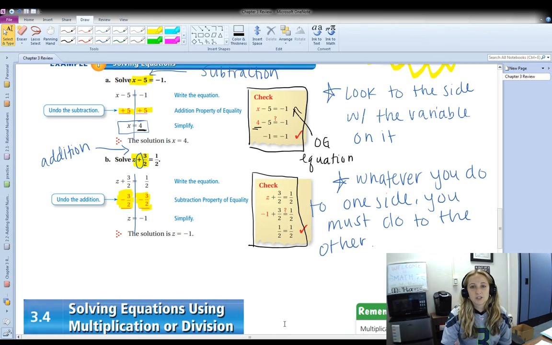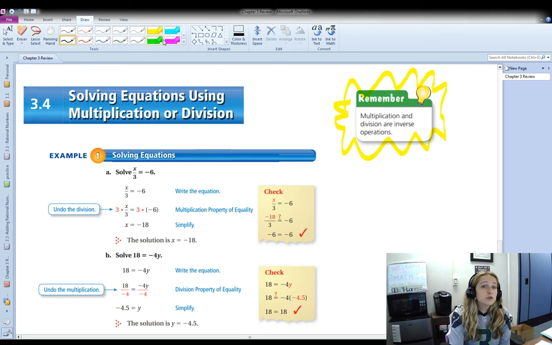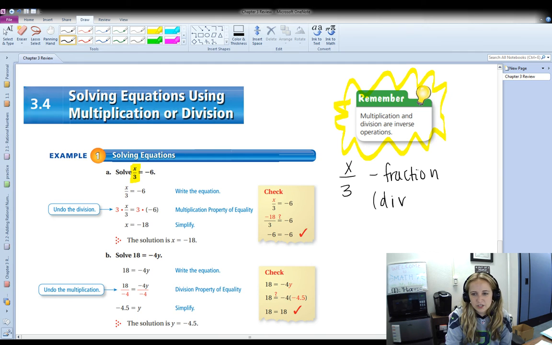Now we're going to take a peek at solving equations using multiplication or division. And again, it's similar patterns. So remember, multiplication and division are inverse operations as well. So what you're going to do, you're going to do the same steps. You want to look at the side with the variable on it. So I'm going to look at the side with the variable on it, okay? So x over 3. If you see a fraction, okay, the operation that is making that a fraction is division, okay? So in order to undo division, what operation do we have to do?